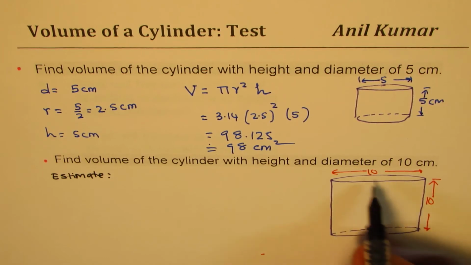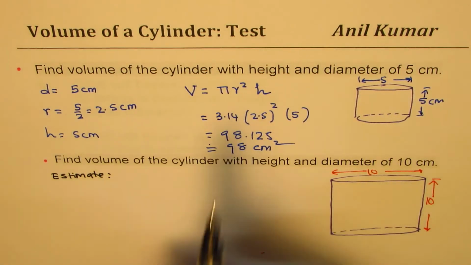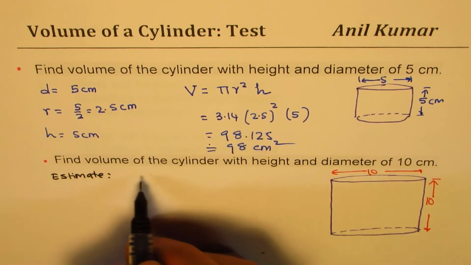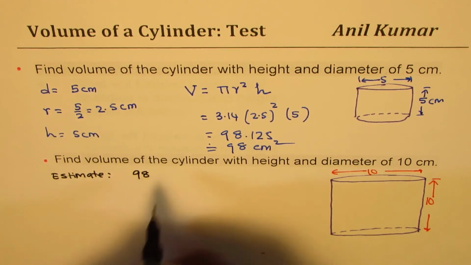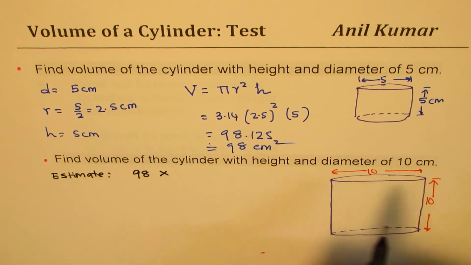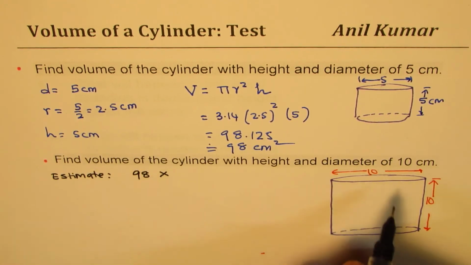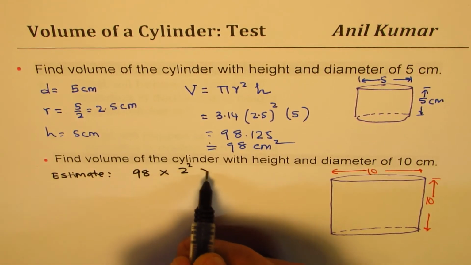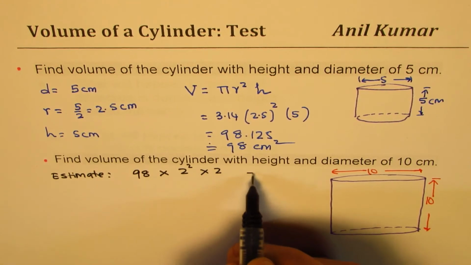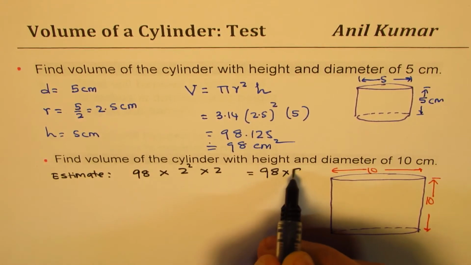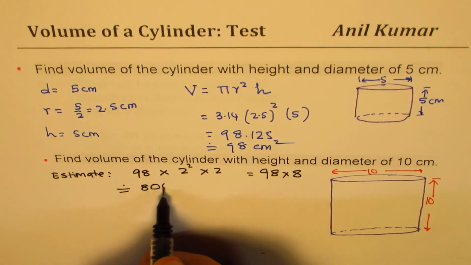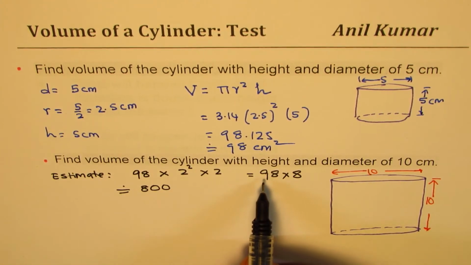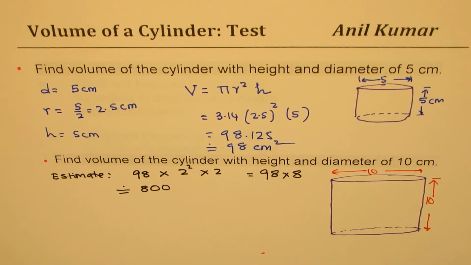Well, both are twice, and radius is squared. So my estimate is the previous volume of 98, which I could round to 100, times twice, and twice square, so times 2 square times 2. That means I'm expecting 98 times 8 to be exact. So the estimate is 800. Do you understand? 98 is close to 100. Perfect. Now let us calculate.